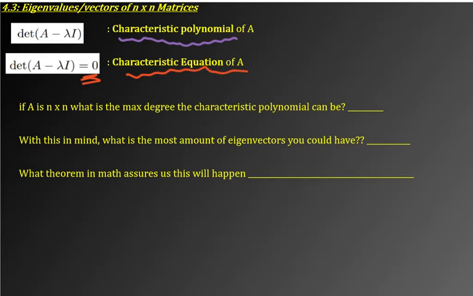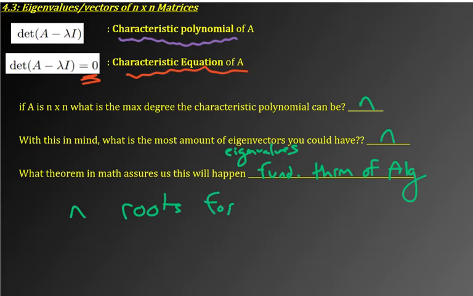And we know that if A is n by n, then the max degree that the characteristic polynomial could be would be n, right? And so with that in mind, the most amount of eigenvectors, or even eigenvalues, because they kind of go hand in hand, could be n, right? And the theorem in math that basically guarantees all this is really just the fundamental theorem of algebra, which just says that you have n roots for an nth degree polynomial.